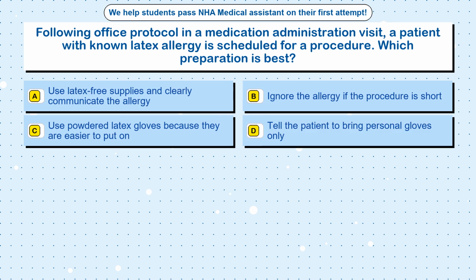Question 4. Following office protocol in a medication administration visit, a patient with known latex allergy is scheduled for a procedure. Which preparation is best? Option A. Use latex-free supplies and clearly communicate the allergy. Option B. Ignore the allergy if the procedure is short. Option C. Use powdered latex gloves because they are easier to put on. Option D. Tell the patient to bring personal gloves only.